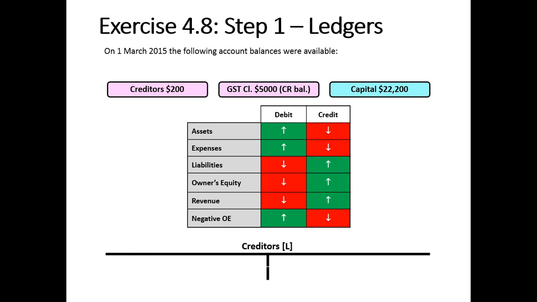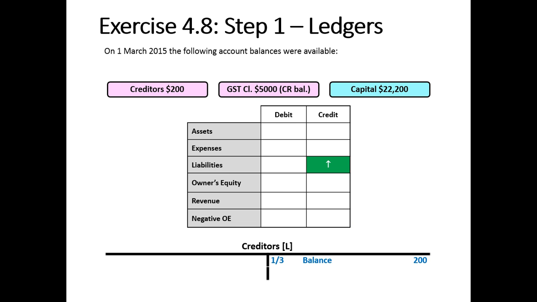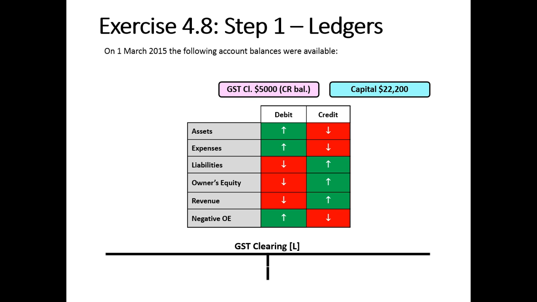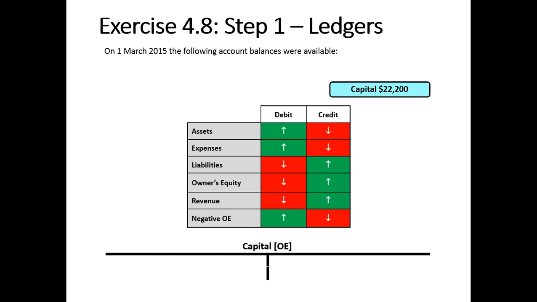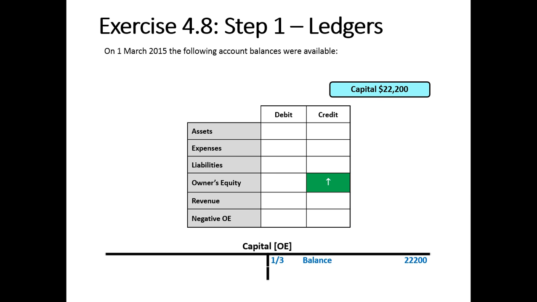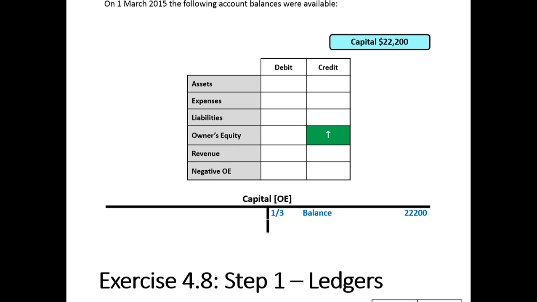We've then got the creditors. So creditors are a liability, and liabilities have credit balances. So on the credit side, we'll write the 1st of March balance and 200, and same with GST, 1st of March balance 5,000. That leaves capital, which is an owner's equity account. Owner's equity goes up on the credit side, so we've got an opening balance of 22,200.